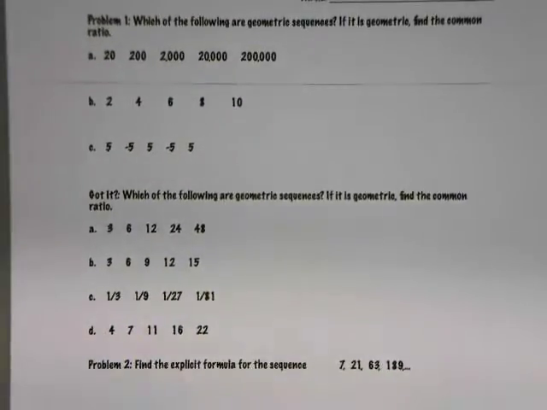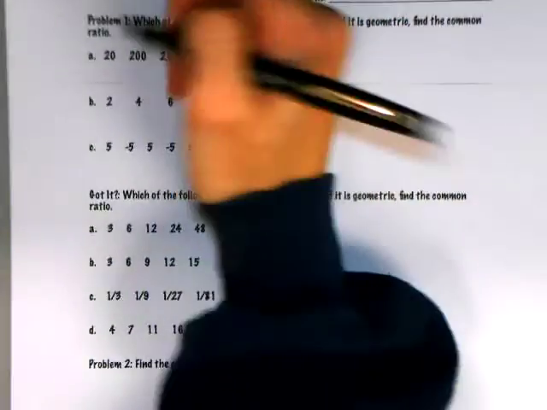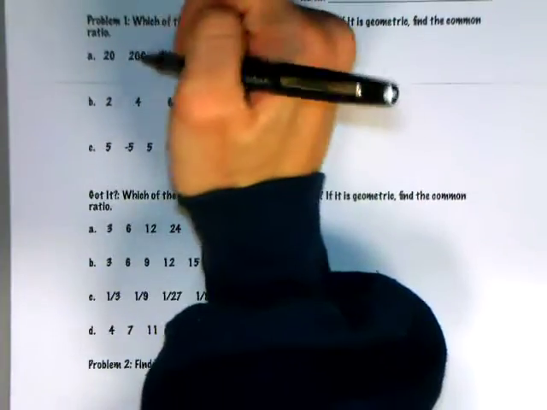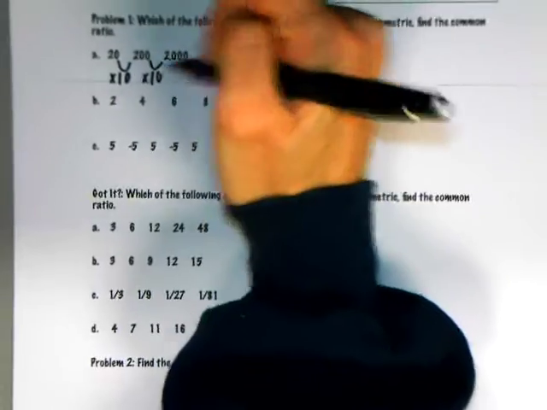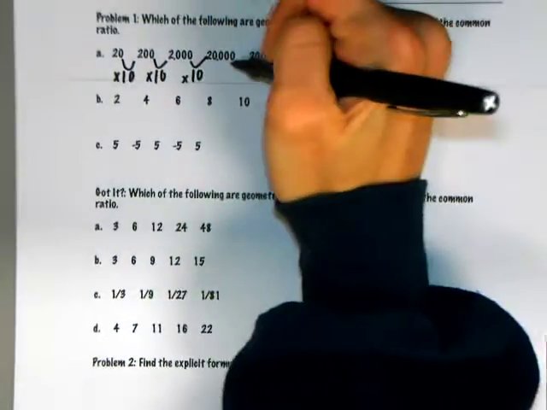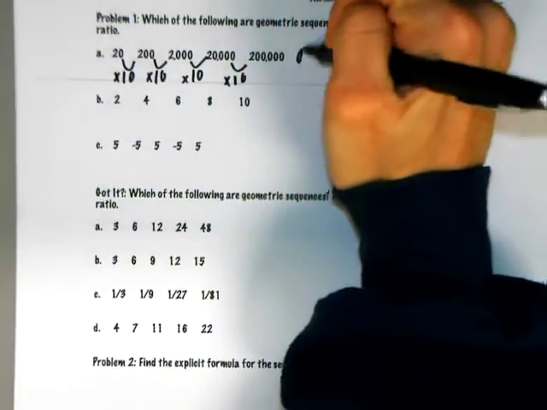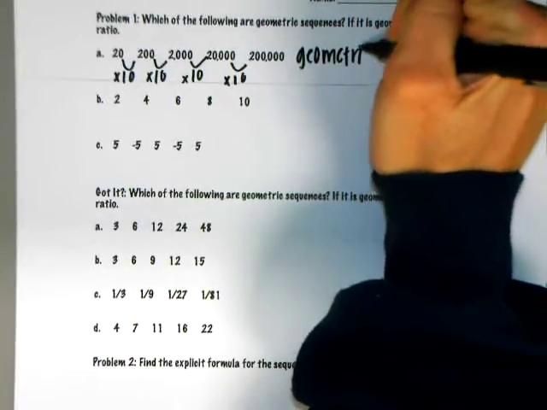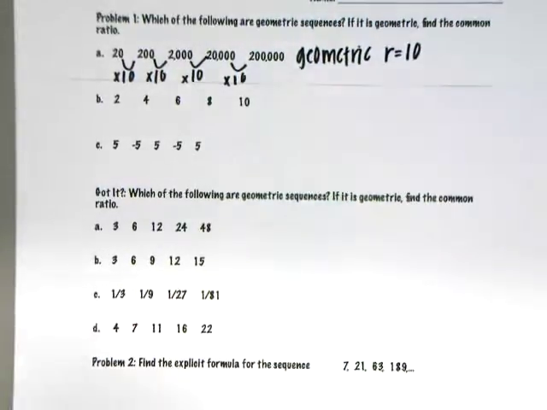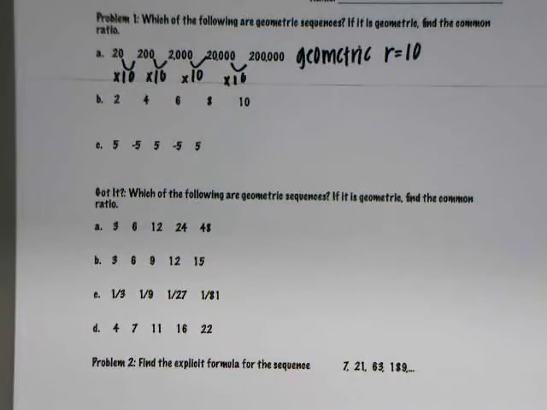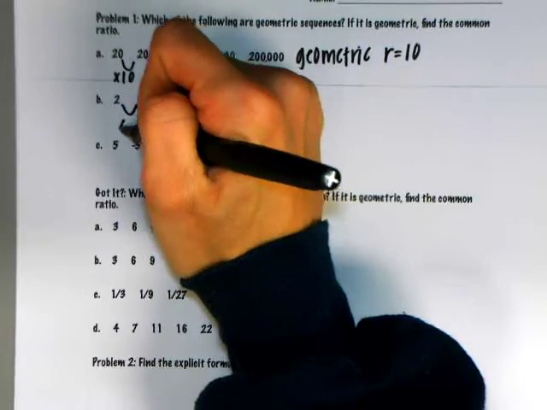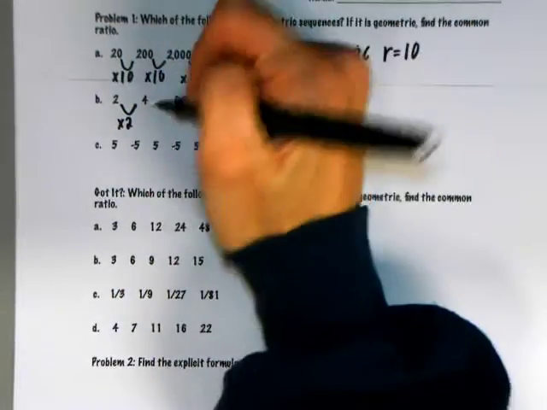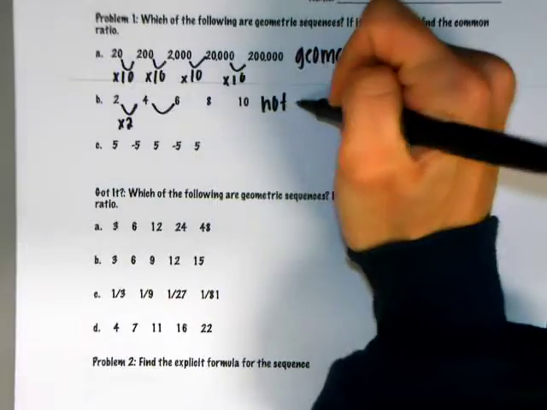So remember, we're looking for a multiplication or division pattern. So on A, what am I multiplying or dividing by to go from 20 to 200? Times 10. Does that continue all the way through? Yeah. Okay. So we would say this is geometric, and R equals 10. What about the next one? What am I multiplying 2 by to get to 4? Times 2, does that continue? No. So not geometric.